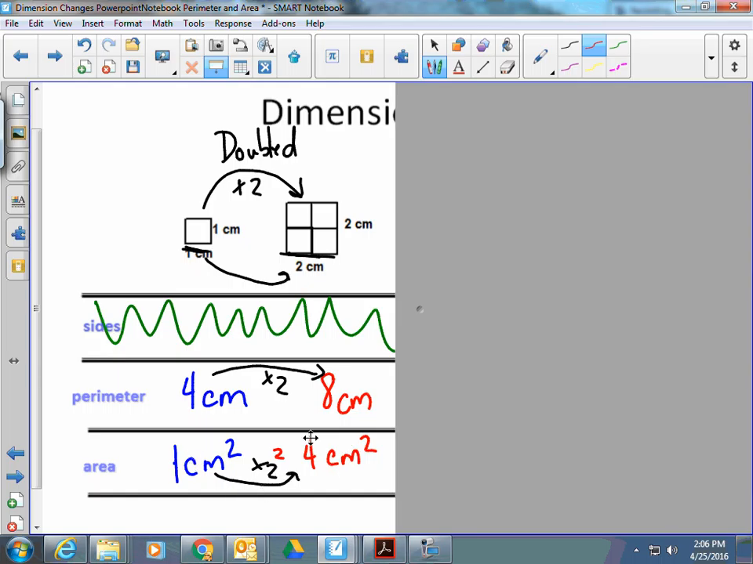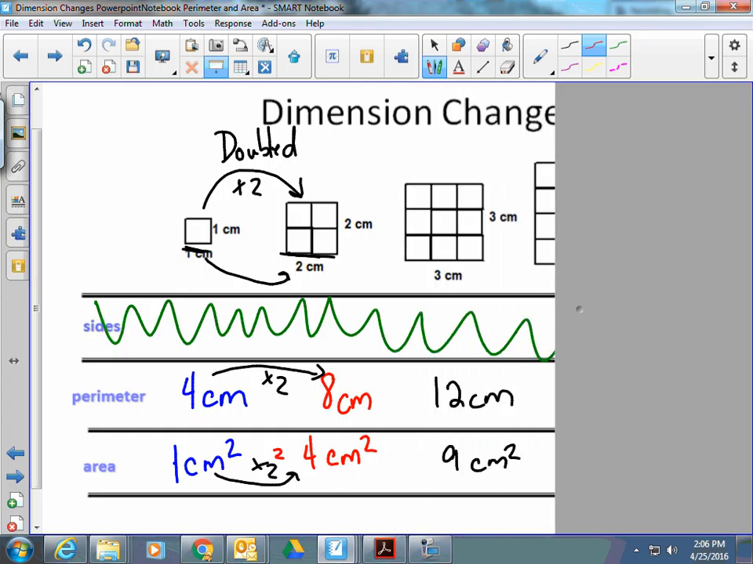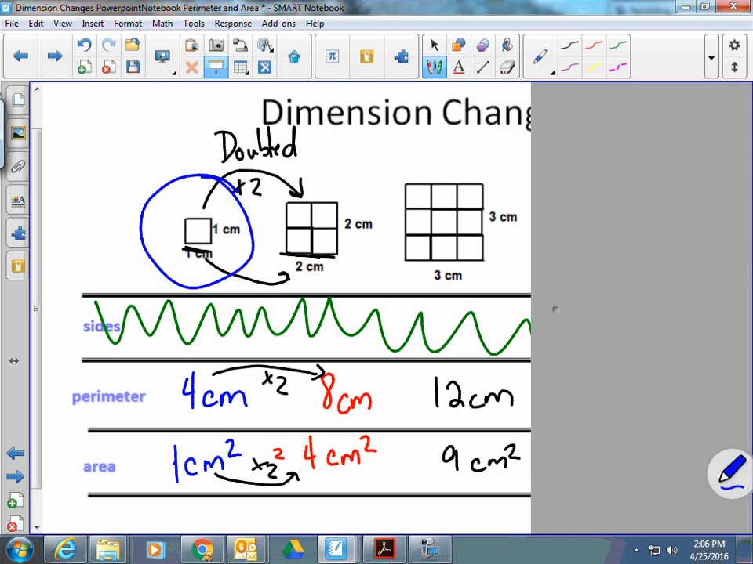4 times 1 gives me 4, doesn't it? Does that make sense to you? Okay, let's see how much sense it makes. Let's bring in this next picture. So we're going to always start back here. So how do I get from here to this one?